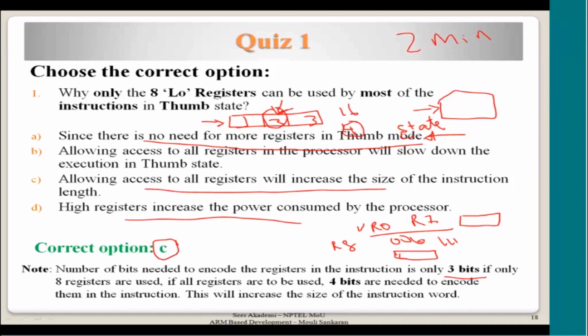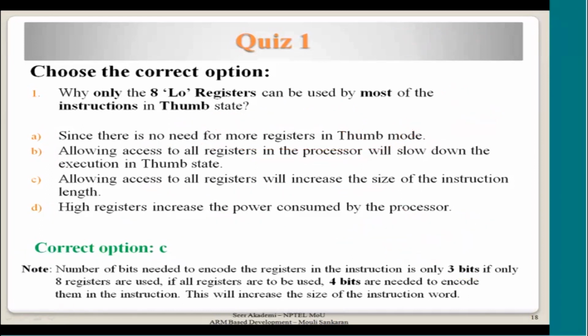Next option: high registers increase the power. There is no relevance between high registers and low registers increasing power. It doesn't make sense. Allowing access to all registers will slow down the execution of thumb state. That is also not true, because as a programmer we always want more registers. But because of the restriction that only 16 bits are allocated for the thumb instructions, the processor designers have gone in for only reduced visibility of registers. Okay, very good.